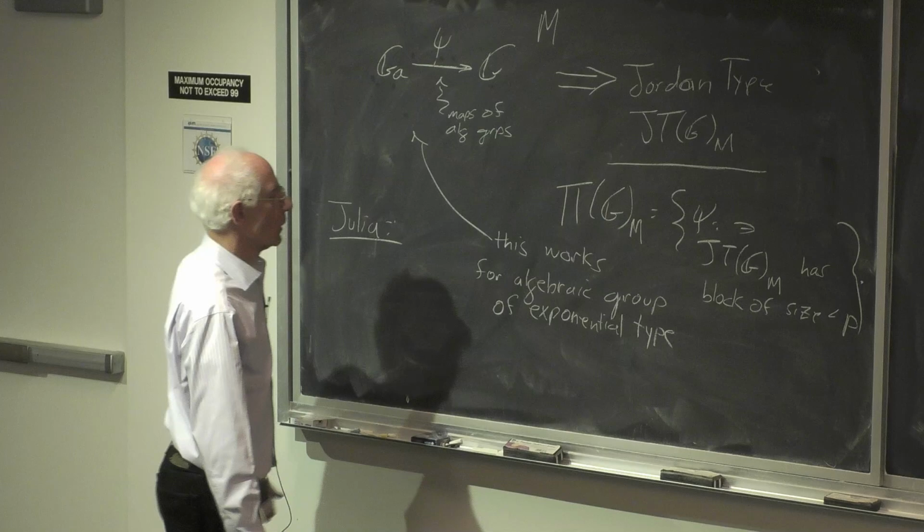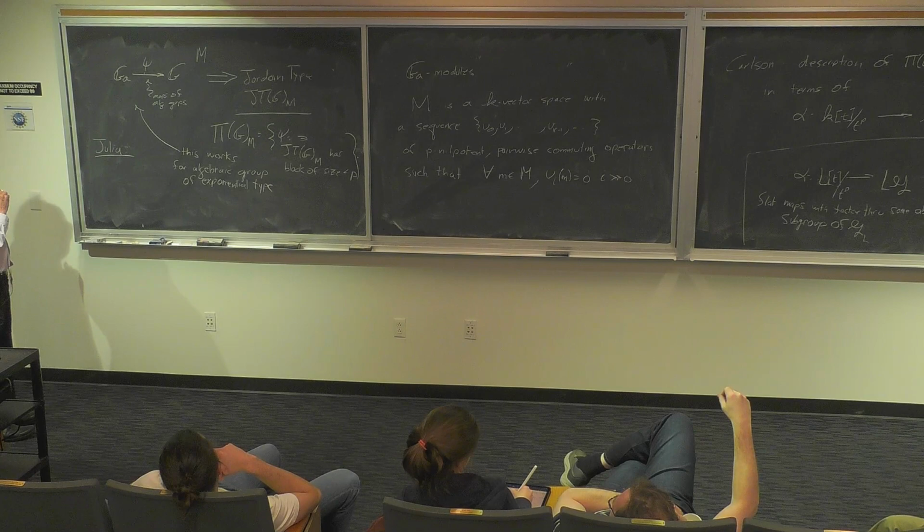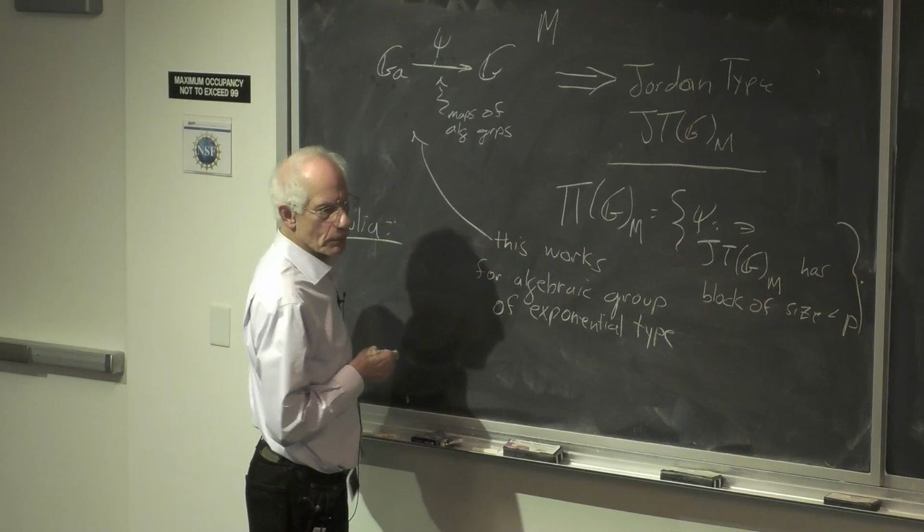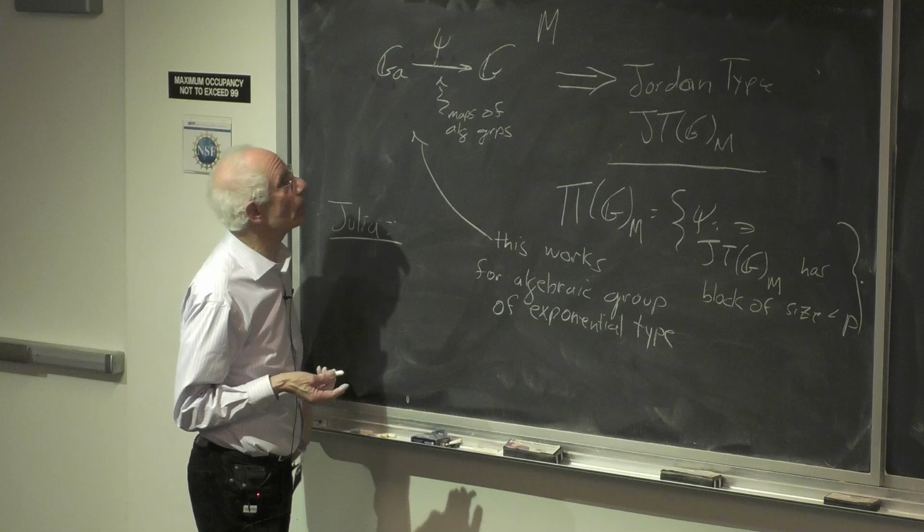So, Julia: if a group comes from characteristic zero by reduction, that's not enough? No, I can't do it. I can do it for classical groups, but it's not enough. It probably is enough. I can make this definition, but I don't know how to construct this involution I need.